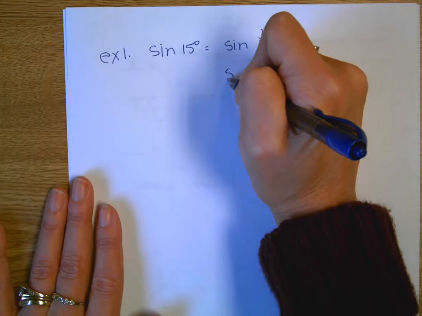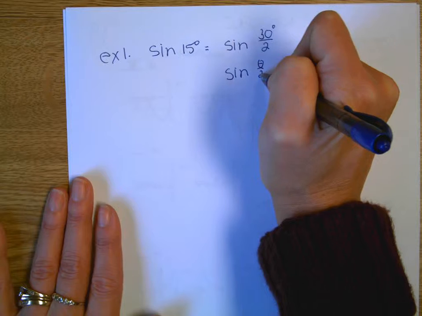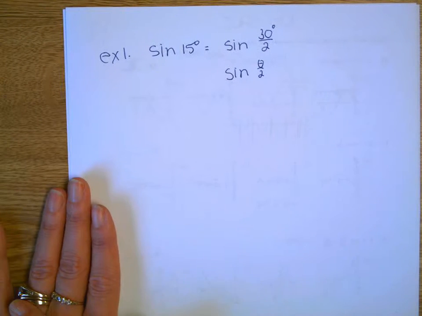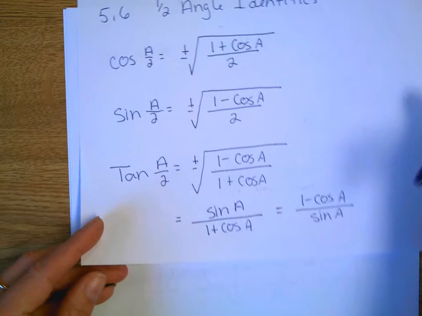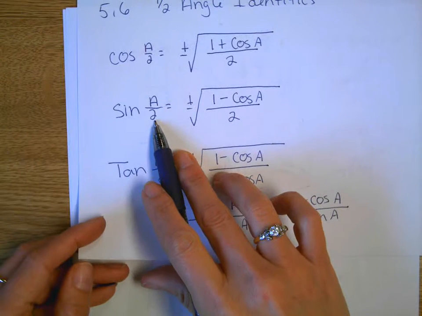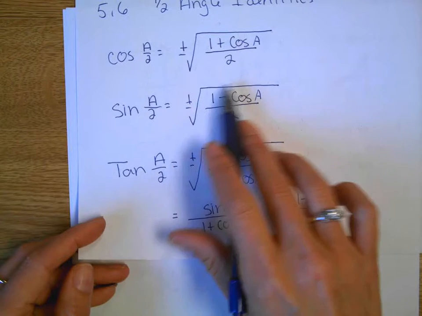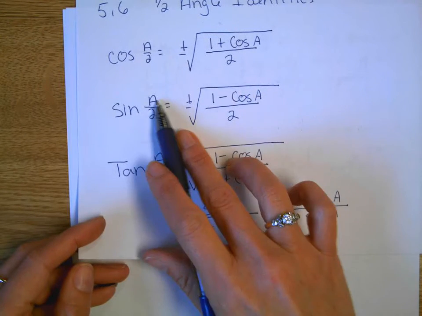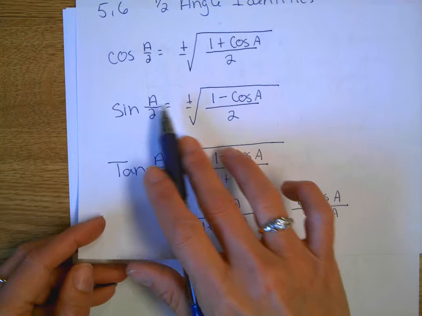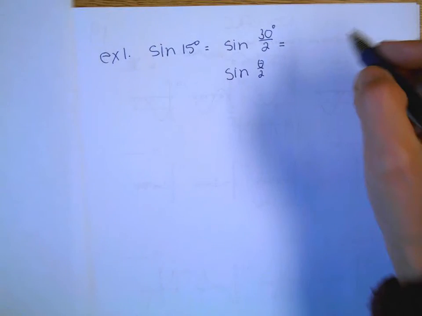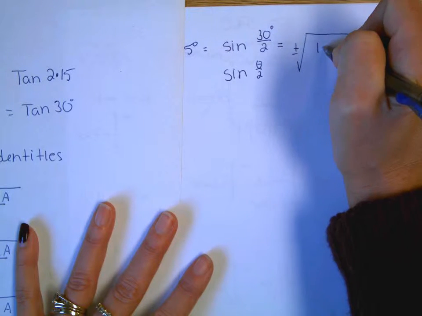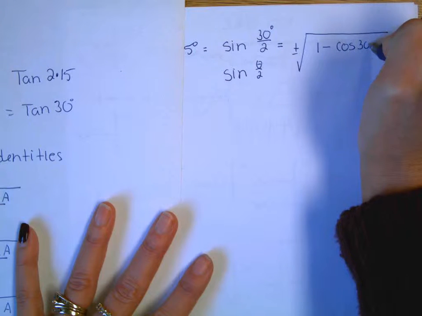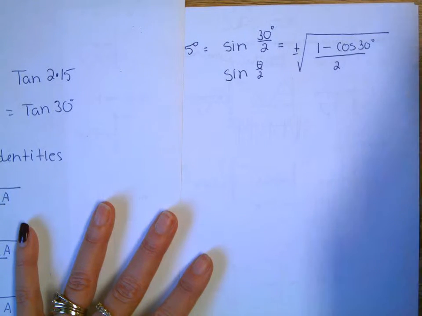Do you see this as the sine of theta divided by 2? So what's my theta value here? 30 degrees. So now we're going to use the identity I gave you. Sine of 30 divided by 2 is going to be plus or minus, we'll figure that out, the square root of 1 minus the cosine of 30, because that's in my A spot, over 2.